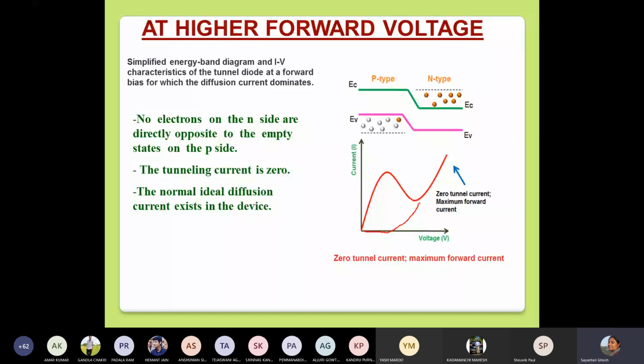So the tunnel current was reducing like this, and the PN junction ordinary current was increasing like that. They meet at one point, and from there the current starts increasing again. So thus you get a characteristics curve that looks like this.